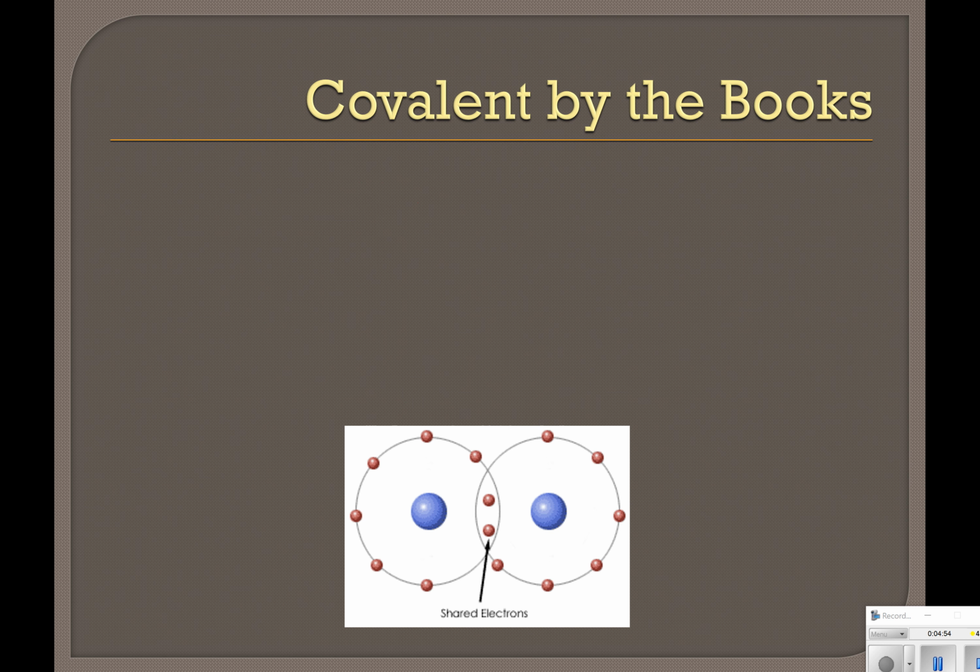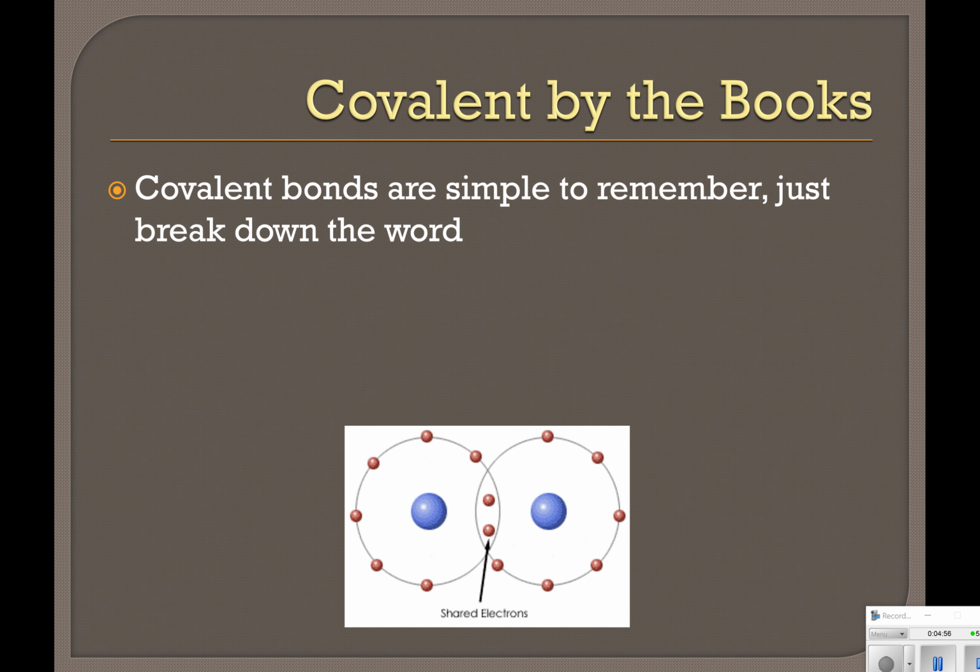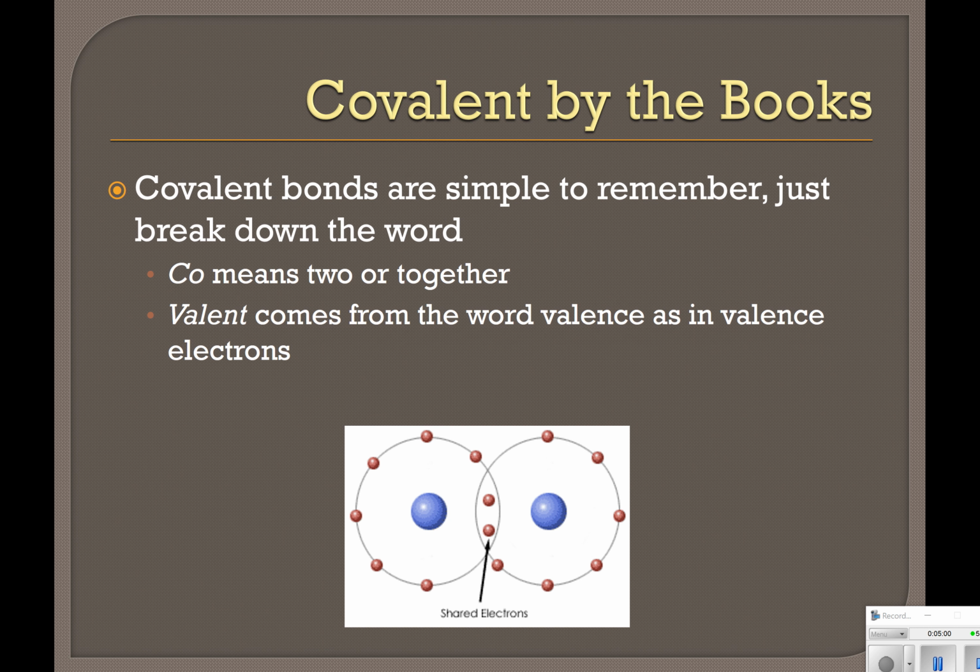A little more about covalent bonds. They're really simple to remember. If we just break down the word, co meaning two, valent meaning valence electrons, so we get two valence electrons, which means when we're talking about a single bond, it is going to be two electrons, a sharing of two electrons.